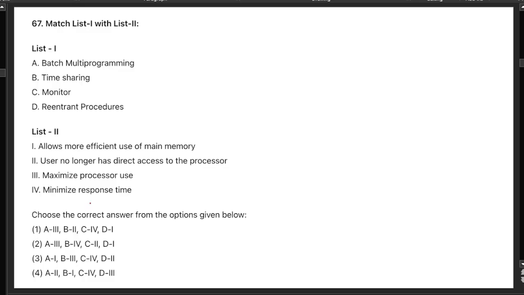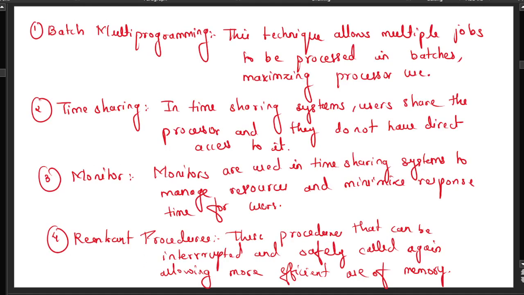So what is the correct one? A with third one, B with second one, C with fourth one, D with first. So here third, this is cancelled. Out of these two we have to see. Now B is with second one, so definitely two is not the correct one. First one is absolutely correct. So I hope you got this question as well.